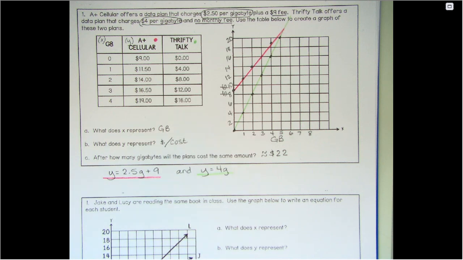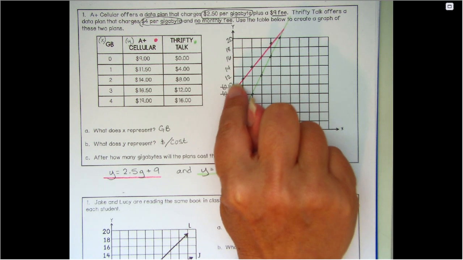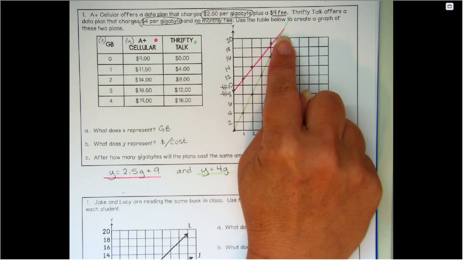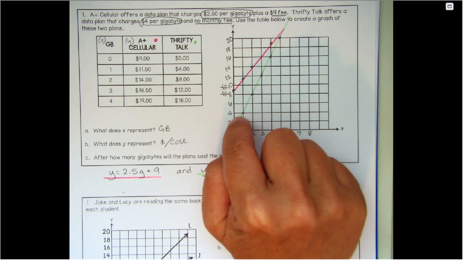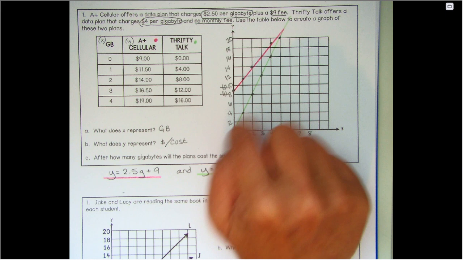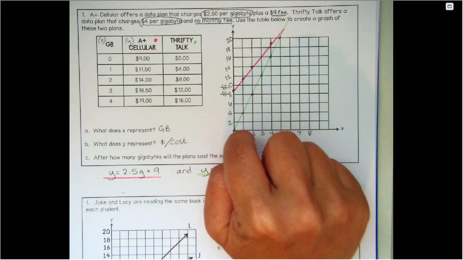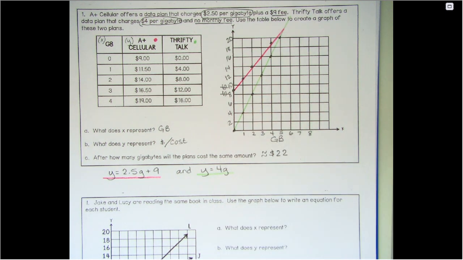At some point, paying the fee is going to make it cheaper for a lot of gigabyte usage. If you don't use a lot of gigabytes, then you're going to want to stick with a plan that doesn't have an initial fee. That's why we have these kinds of problems and lessons. This is a real application.